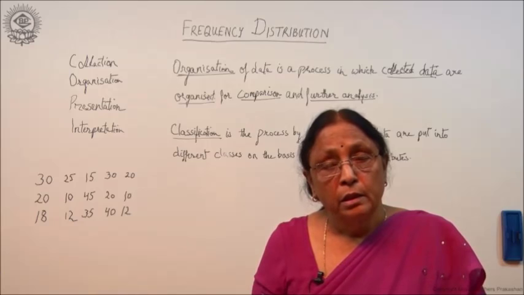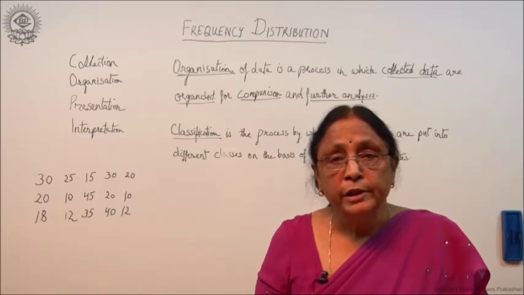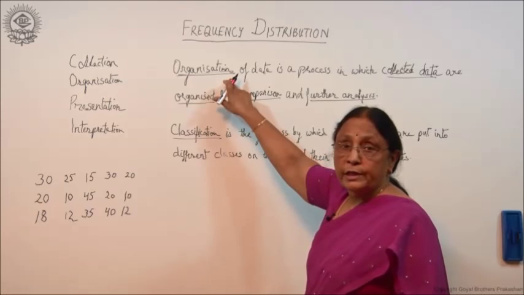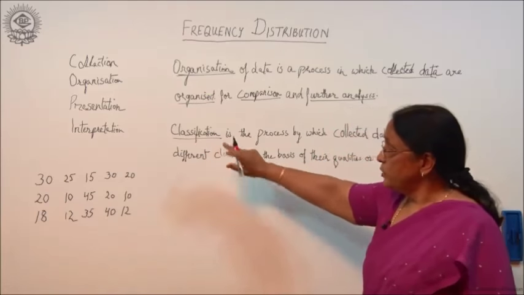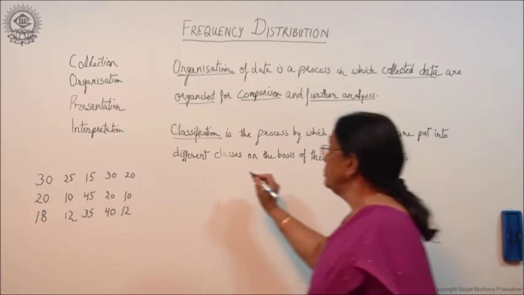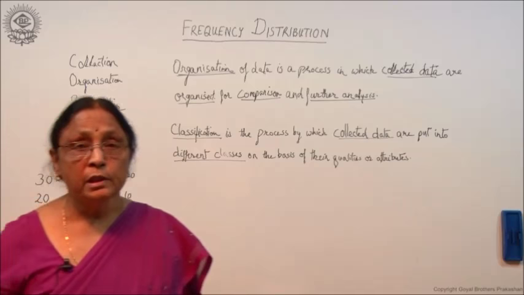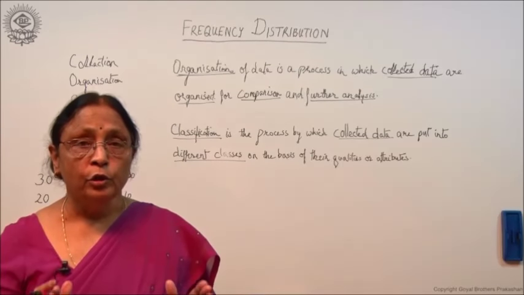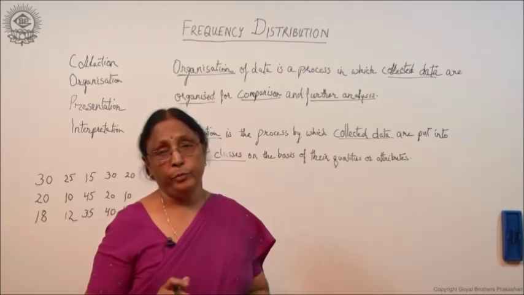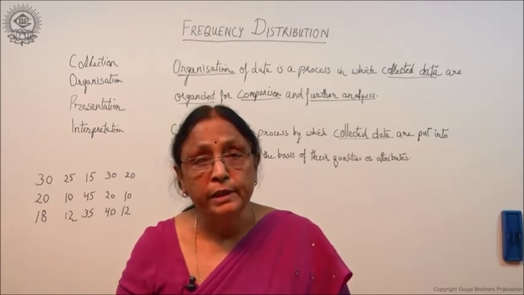in that case, unless you classify the data in a simple form, you cannot carry on with your statistical analysis. So classification is the first step in organization of data. Now what is classification? Classification is the process by which collected data are put into different classes. Now what do you mean by classes here? Classes means that you divide the data into different groups or categories on the basis of their qualities and attributes. What do you mean by qualities and attributes? That means on the basis of their characteristics.